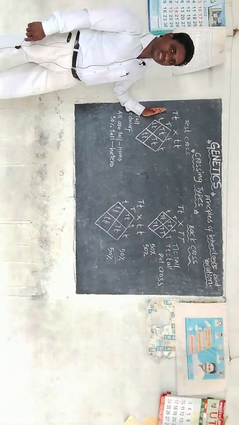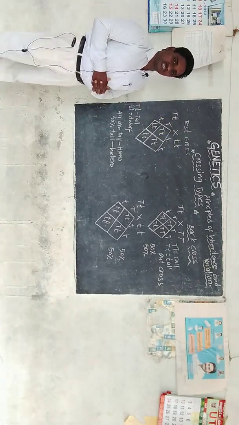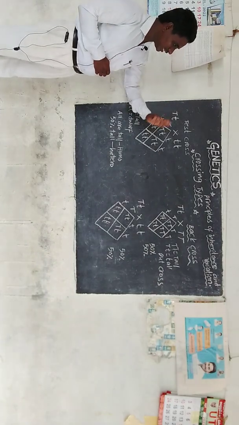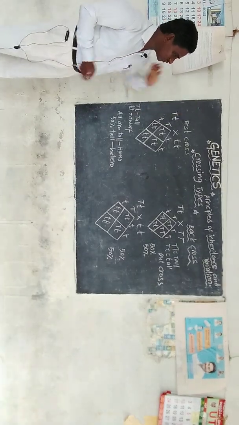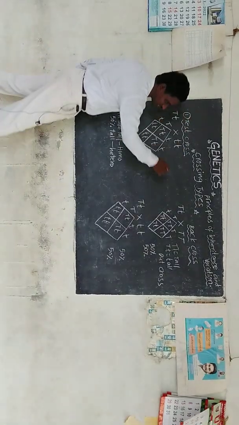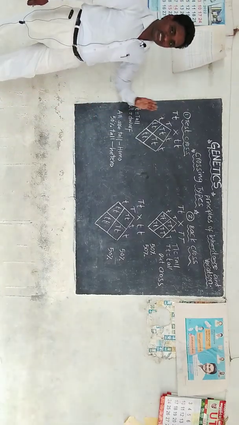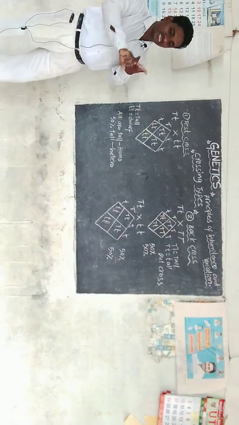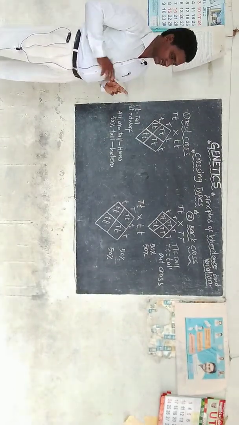Now this topic is about types of crossing. Mendel experimented with two types of crossings. The first one is the test cross, the second one is the back cross. Cross means the fertilization between two individuals, similar or different.